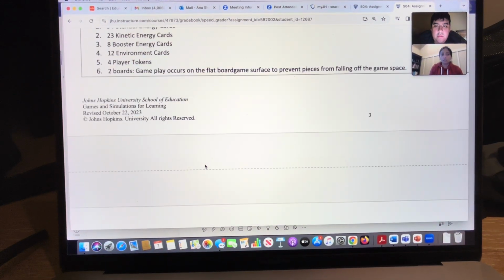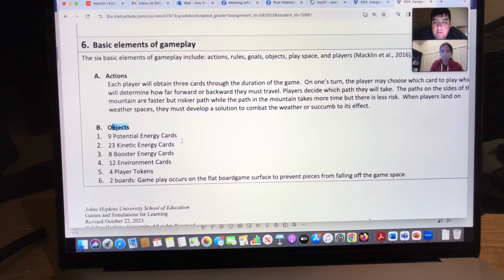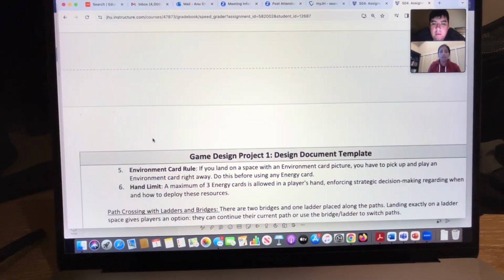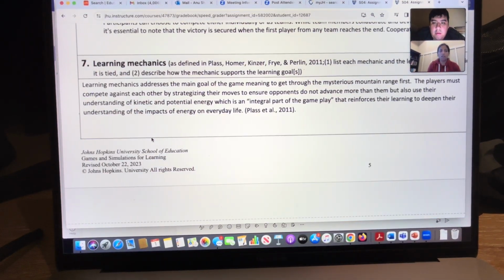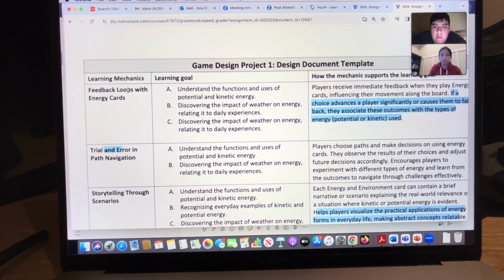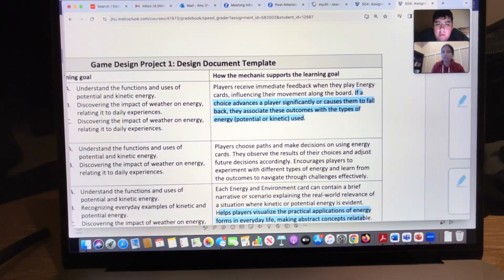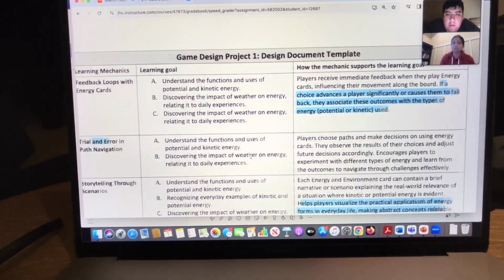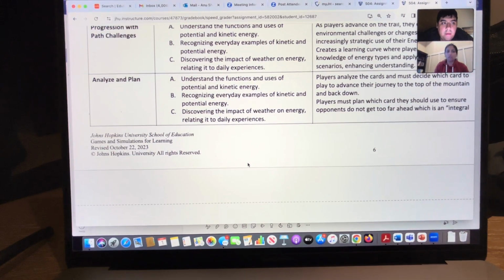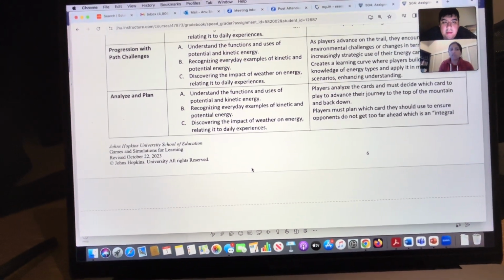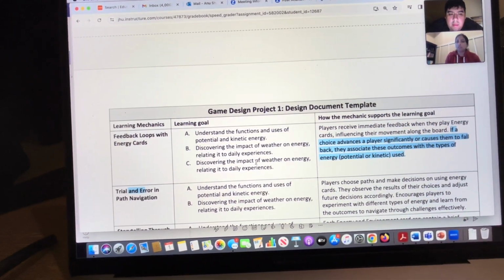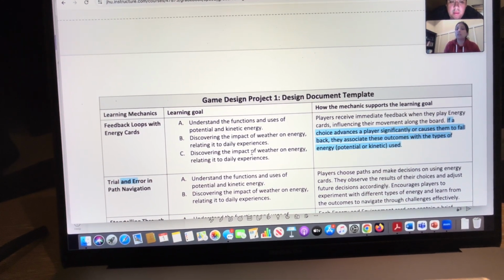And then here, in the objects, they have listed each and every card, how they are going to play, and what their functions are. And then here, learning mechanics. They are describing what the learning mechanics are. So see here: learning mechanics, learning goal, and how the mechanic supports the learning goal. If you don't want to be this elaborate, you don't have to be, but I'm just giving you an example. This is how it should be written, okay? That is how the mechanics support the learning goal.